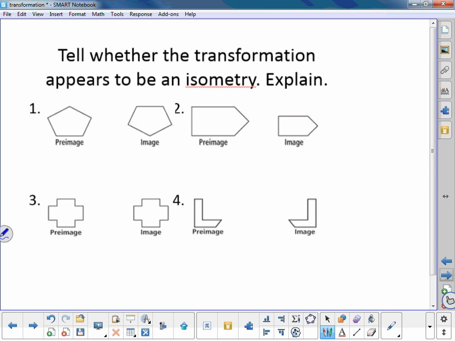So let's look at these. Which one of these appear to have isometry? This one does. Even though it is rotated, they are still congruent, the same size and shape. This one does not. Number 3 does, and number 4 does. Okay?